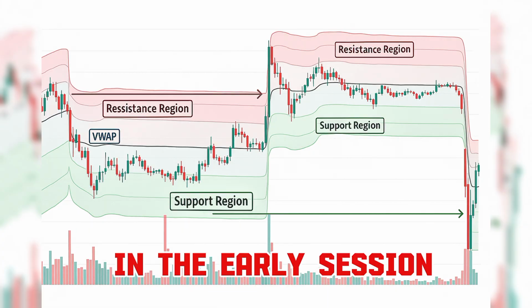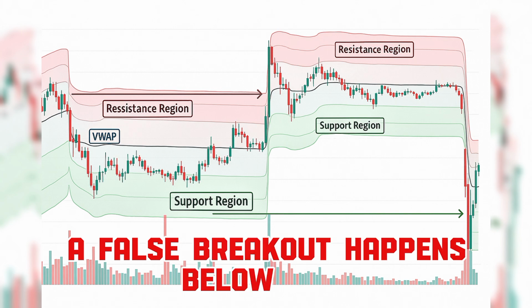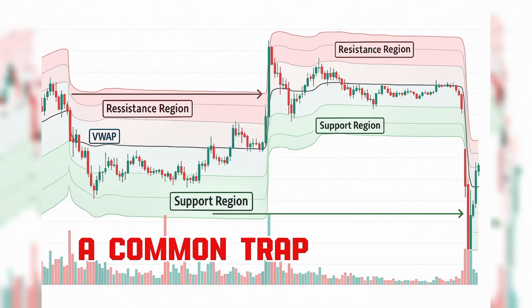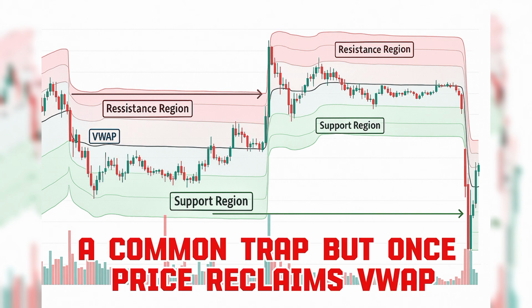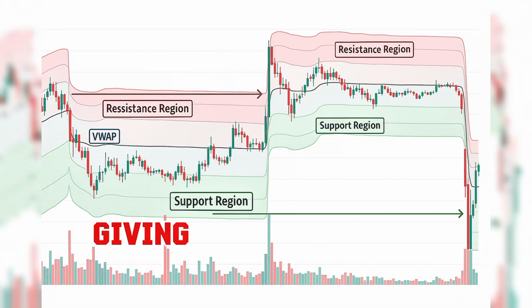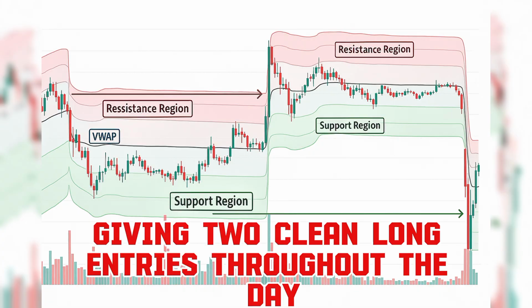In the early session, a false breakout happens below VWAP, a common trap. But once price reclaims VWAP, it becomes support, giving two clean long entries throughout the day.